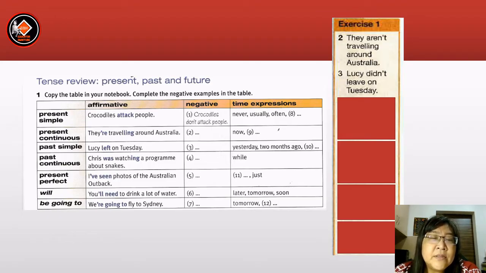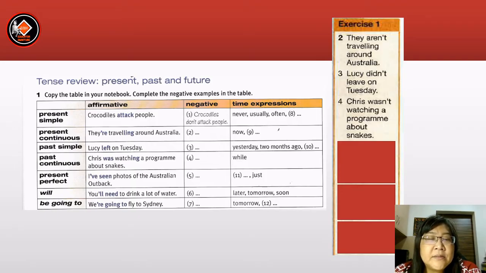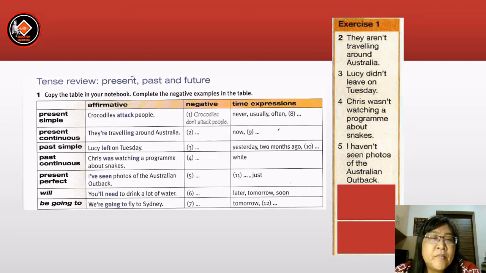For past continuous, Chris was watching a program about snakes. So let's look at the negative sentence. Chris wasn't watching a program about snakes. Next, present perfect. I've seen photos of the Australian outback. So the negative sentence is I haven't seen photos of the Australian outback. Now for will. You will need to drink a lot of water. So the negative sentence is you won't need to drink a lot of water.